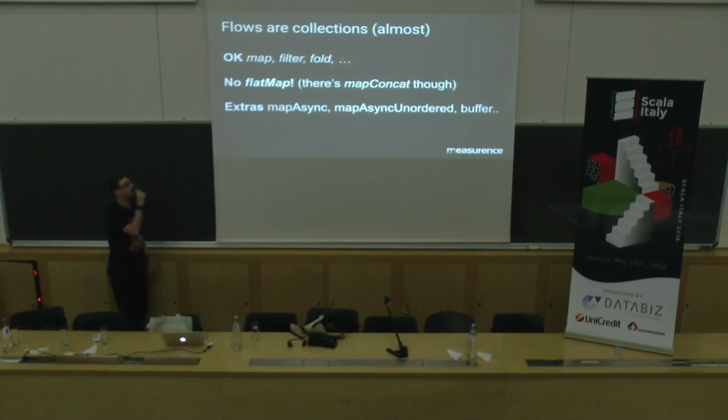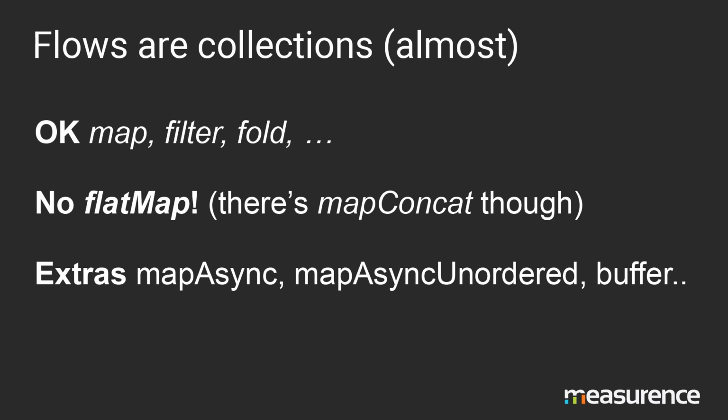The Flow companion object has quite a few factory methods that you can use to create blocks to transform your data. So you have a lot of methods that are similar, if not the same, as the Scala collections. You have map, you have take, you have fold, whatever. You don't have the flatMap method, to avoid confusion, because you can't run a for comprehension on a flow. But you have a similar method called mapConcat that does the same thing. So if you need flatMap on your flow, just use mapConcat.